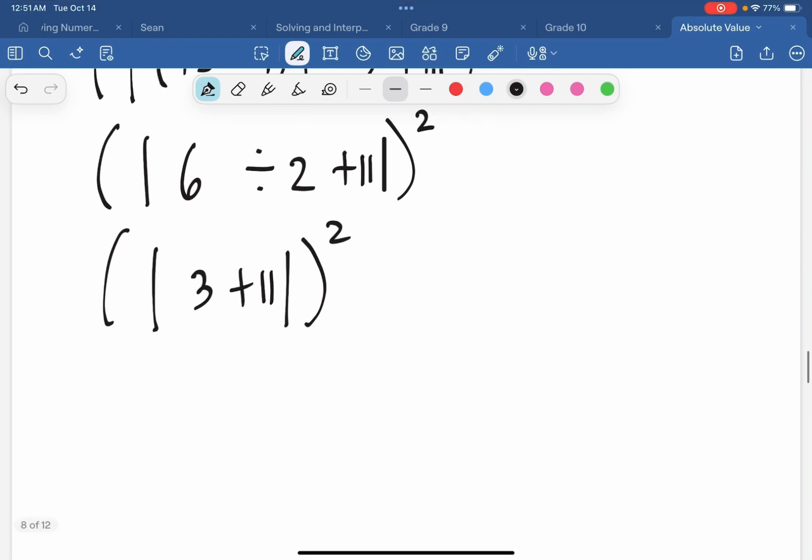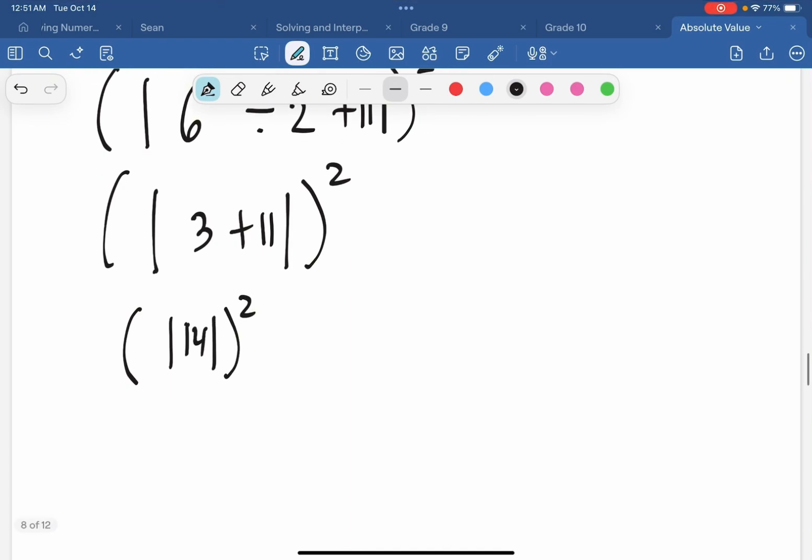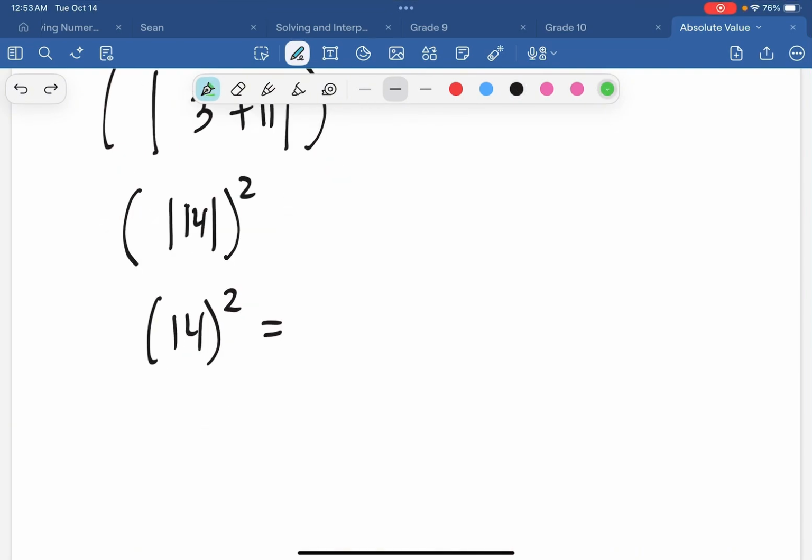Now 3 plus 11 is 14. And the absolute value of 14 is still 14. And 14 squared is 196. And here's our answer.